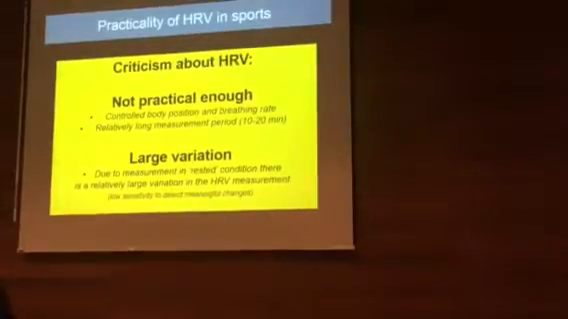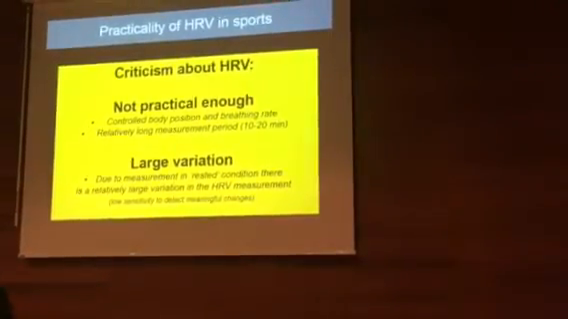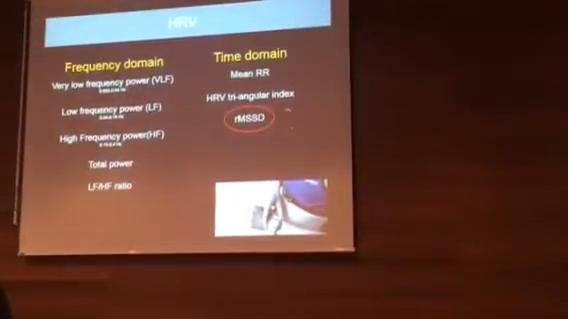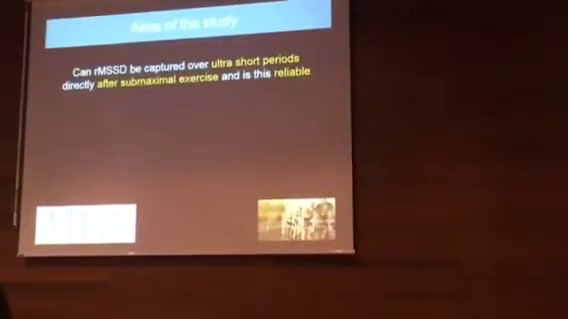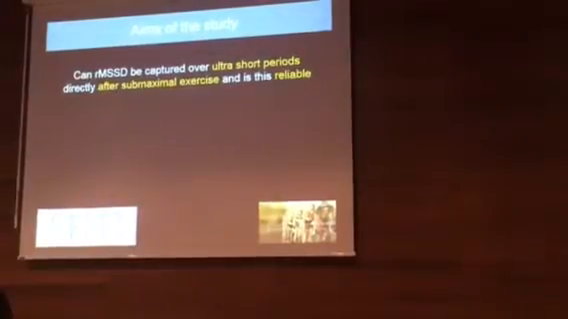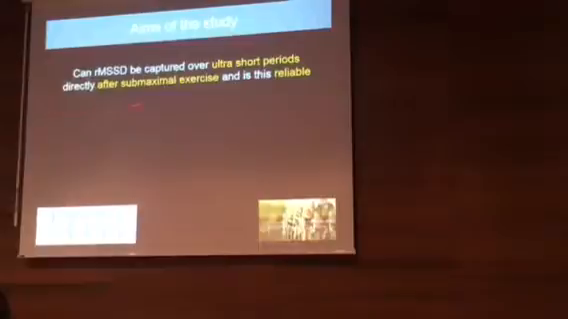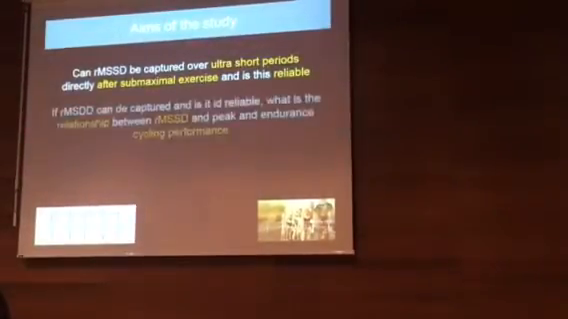So with this in mind, and with the development in heart rate variability now moving towards being able to measure heart rate variability over much shorter periods, we came up with a question: are we actually able to measure heart rate variability over very short periods of time, and then specifically using the RMSSD method? So the aim of our study was, can we actually capture heart rate variability or RMSSD over ultra-short periods, and I'm talking about anywhere from 30 to 60 to 90 seconds, directly after a standard submaximal exercise, and is this measurement reliable or not?